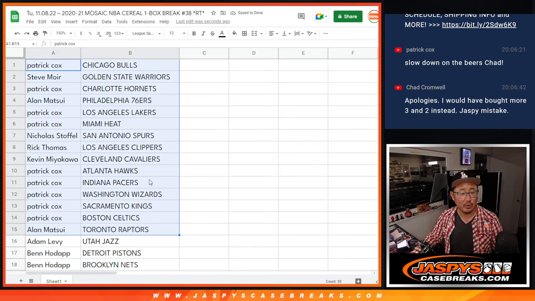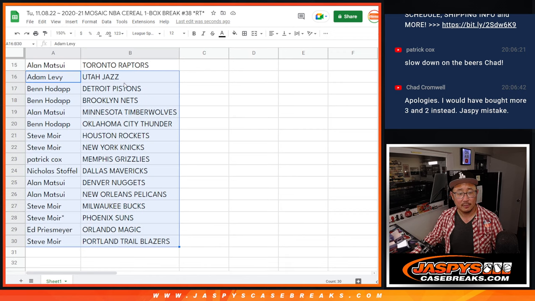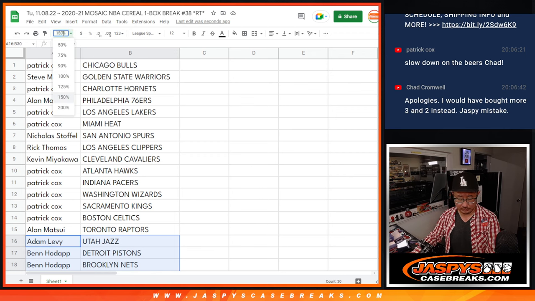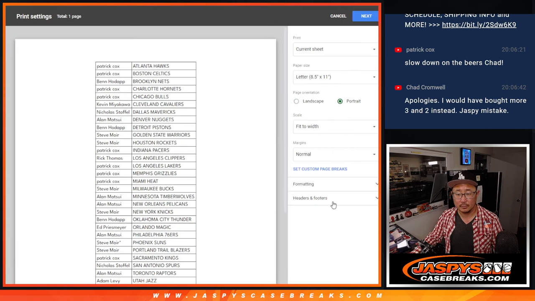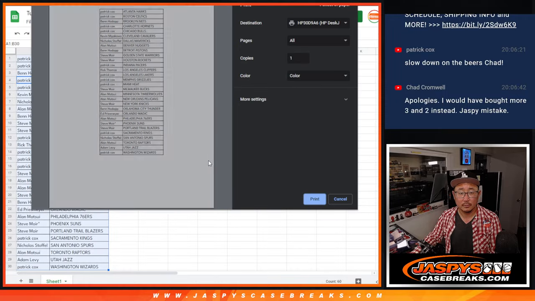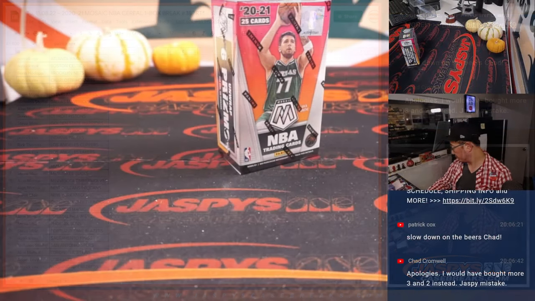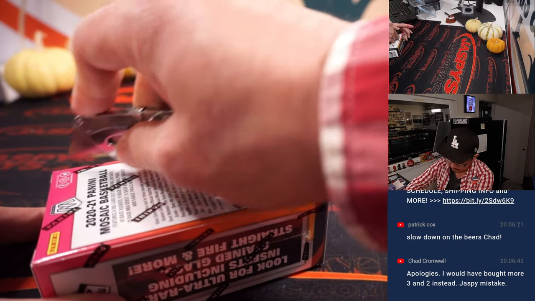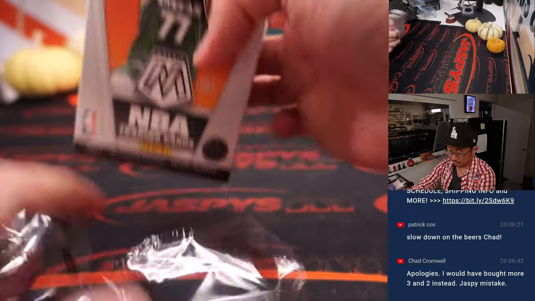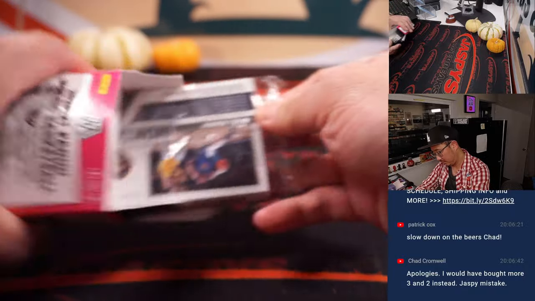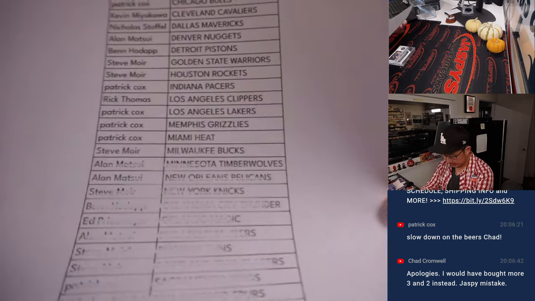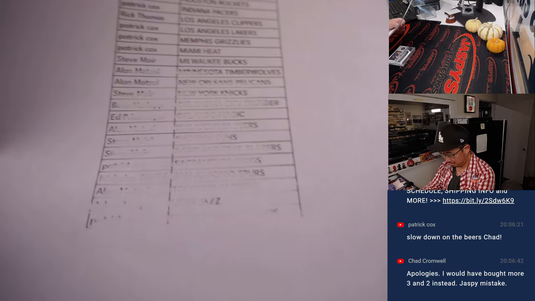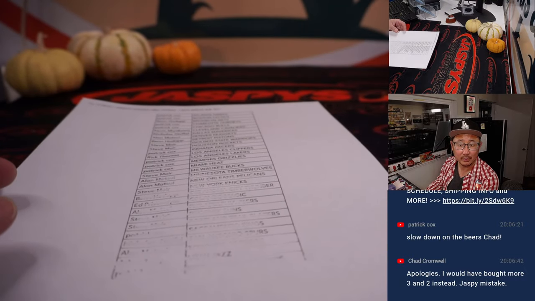All right, there's the first half of the list right here. No trades in these filler breaks. And a second half right there. All right, there's the printout right here. What's going on, printer? Don't tell me you're out of ink already.